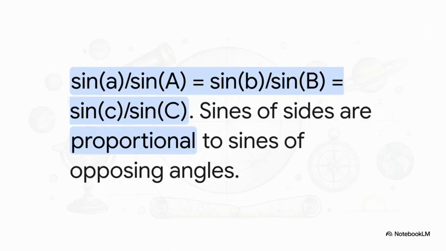And with a little more manipulation, we get another rule that should look pretty familiar, the spherical law of sines. Just like its counterpart in plane geometry, it reveals this fundamental symmetry in the triangle. It tells us that the ratio of the sine of a side to the sine of the angle opposite it is constant for the whole triangle.